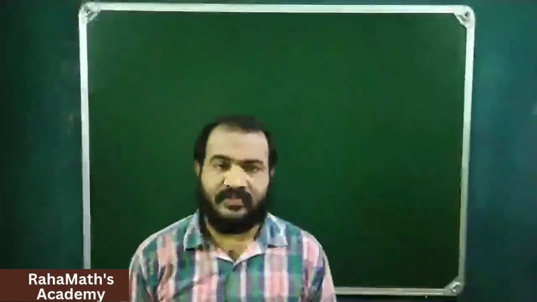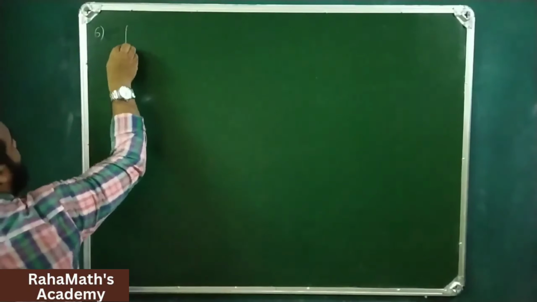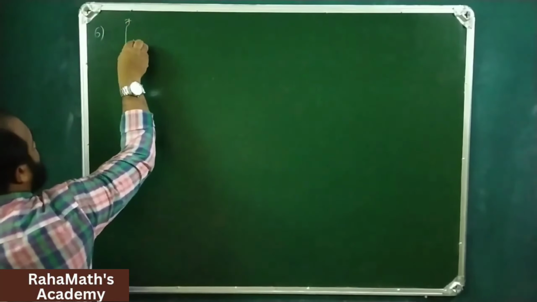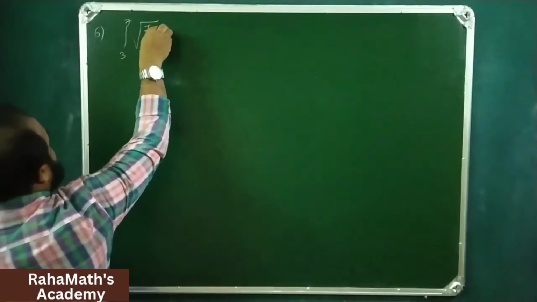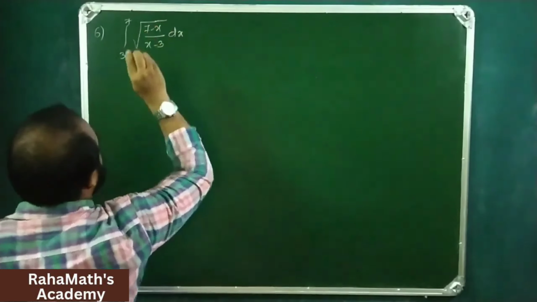In the last class we started exercise 7C, reduction formulas. Exercise 7C, 4 problems from second Roman we have completed. So let us do the 6th problem onwards. Integral 3 to 7 square root of (7 minus x) by (x minus 3) dx.